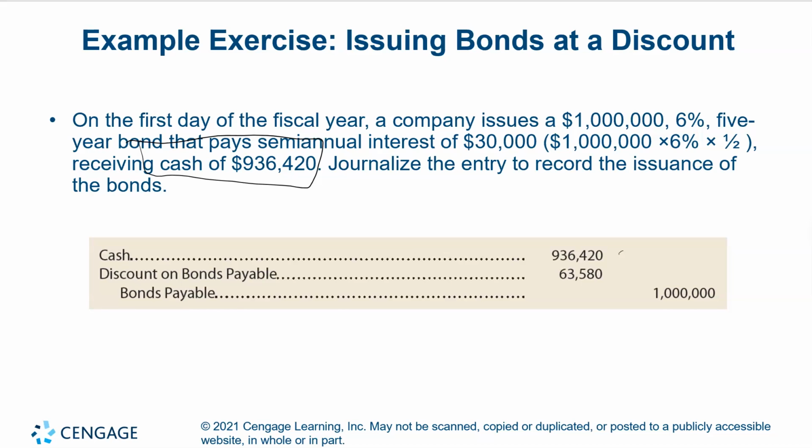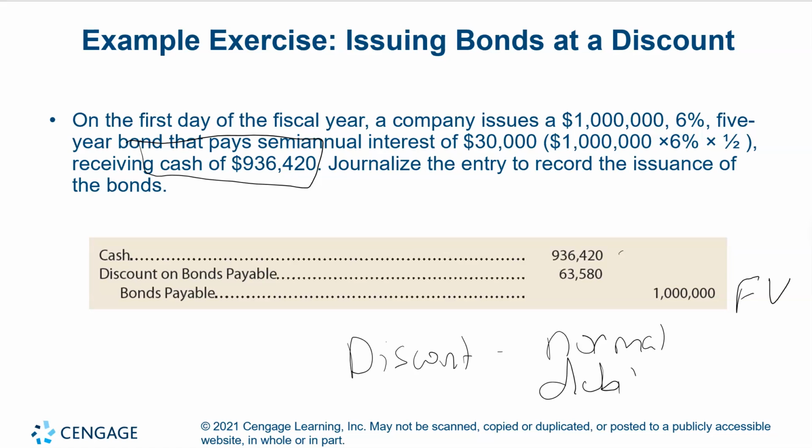And then we always pay back face value. Make yourself a big note that the bonds payable will always equal your face value. So then the question is, what do we need to balance? We have a debit of $936,420, a credit of $1 million. What are we off by? We're off by $63,580. That is our discount. We can look and see that in order to balance this journal entry, we needed a debit. You can remember that discount has a normal debit balance. And it's nice that debit and discount start with a D, so you can remember discount has a normal debit balance.